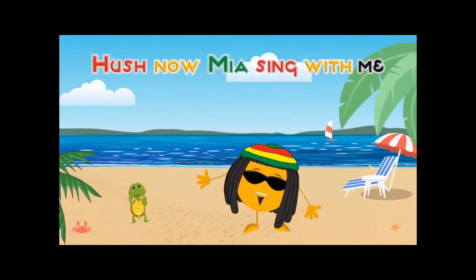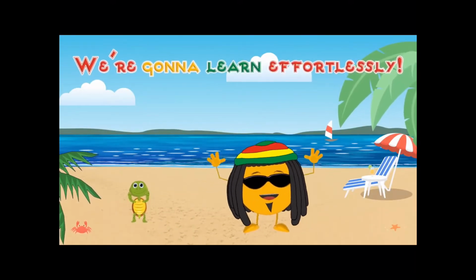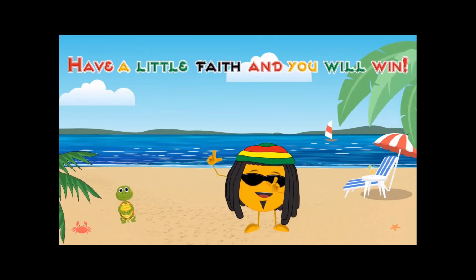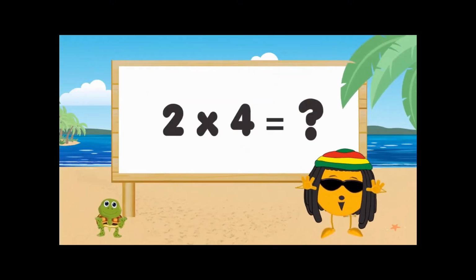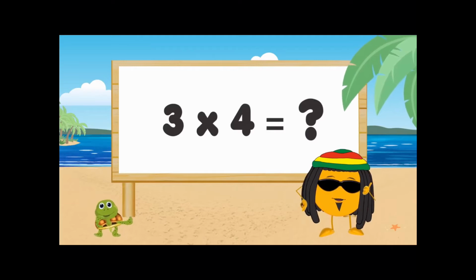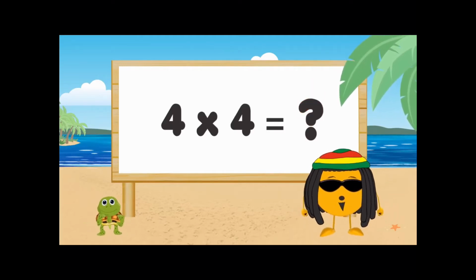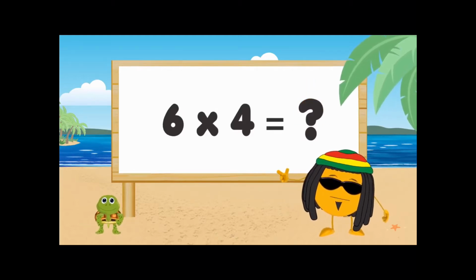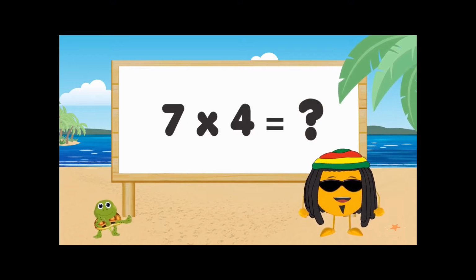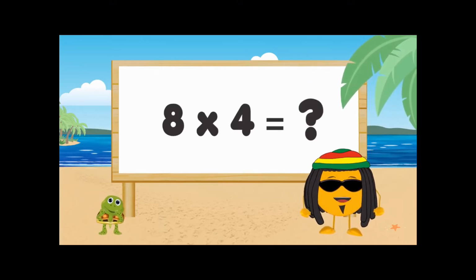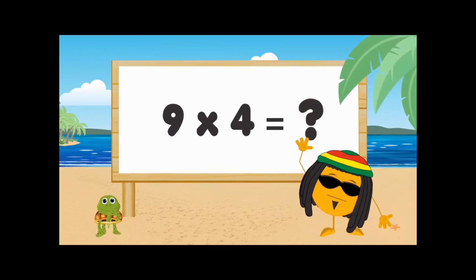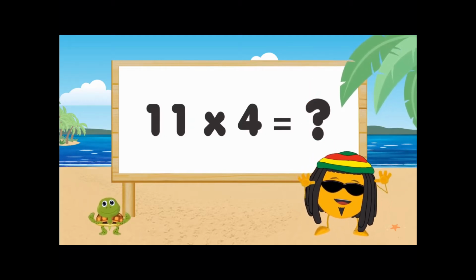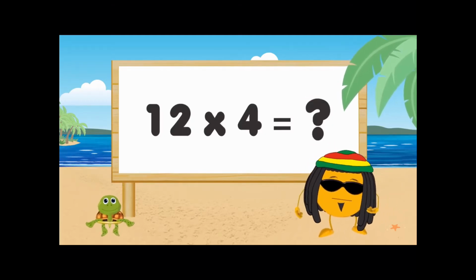Hush now, Mia, sing with me. We're gonna learn effortlessly. Sit up straight now, let's begin. Have a little faith and you will win. 1 4s, 2 4s are. 3 4s are. 4 4s are. 5 4s are. 6 4s are. 7 4s are. 8 4s are. 9 4s are. 10 4s are. 11 4s are. 12 4s are.